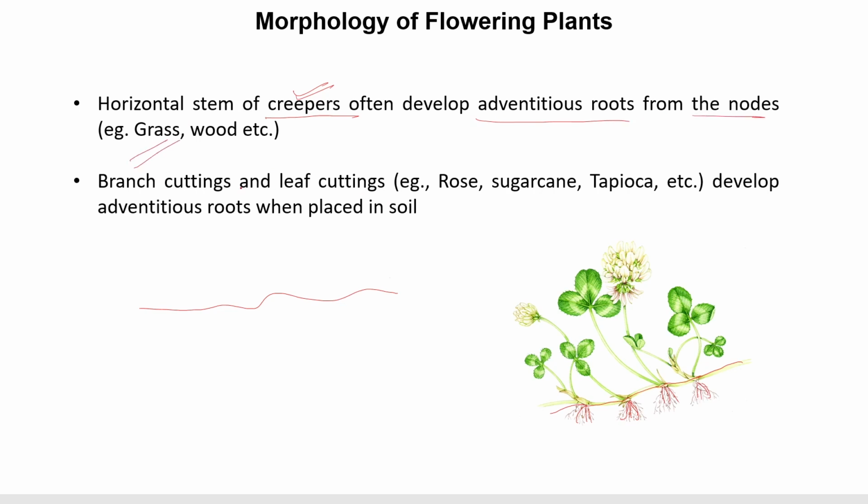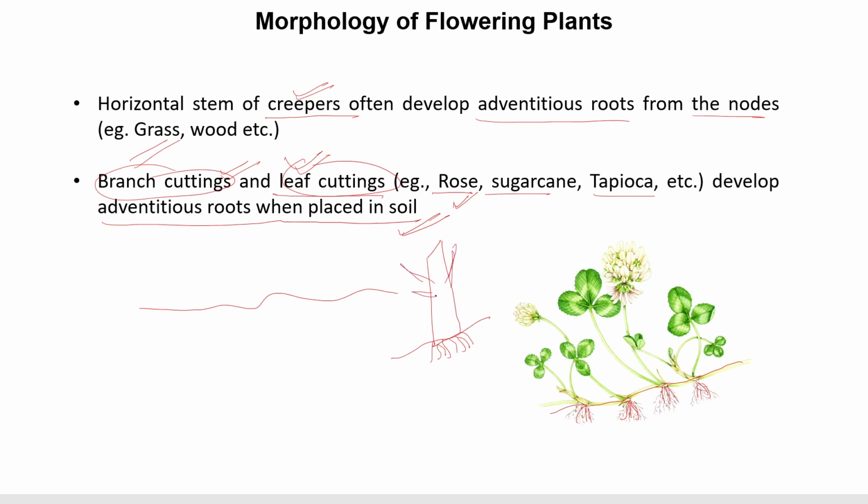For example, grass. Branch cutting and leaf cutting, for example rose, sugarcane and tapioca etc., develop adventitious roots when placed in the soil. So sometimes the leaf cutting, sometimes the branch cutting also gives rise to roots, and those are adventitious roots. As you have seen in the case of rose. What we do is take a stem cutting. This is a stem of rose and we put it in the soil. Later, at this particular point, some roots come out and it later forms the whole plant.